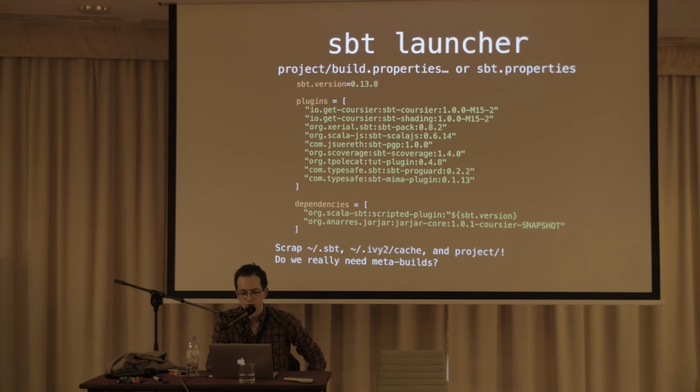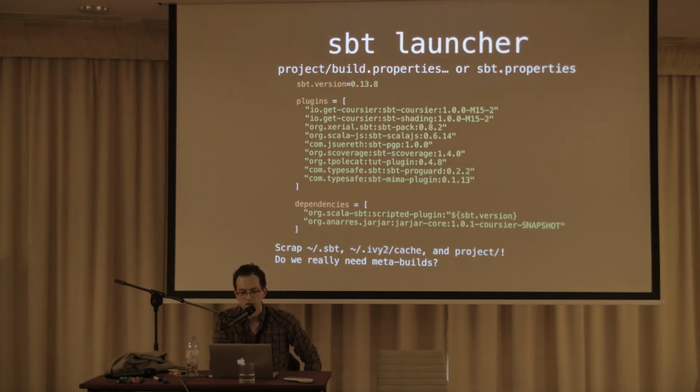Via it, what we can do is simply scrap all that in the .sbt or .ivy2 cache, and even what's under project. I mean, we can put all that we need in the sbt.properties file, and that's it. It will launch the right version of SBT, it will load plugins. And so in a way, via it, we don't need meta builds. That is the recursive builds that we find under project. There are also some under the .sbt in the home directory.